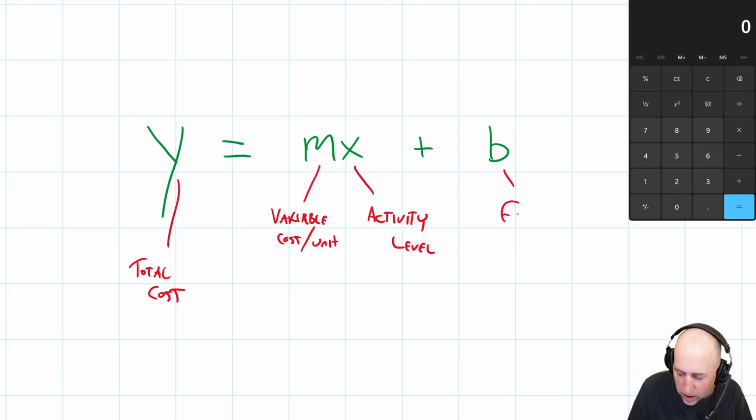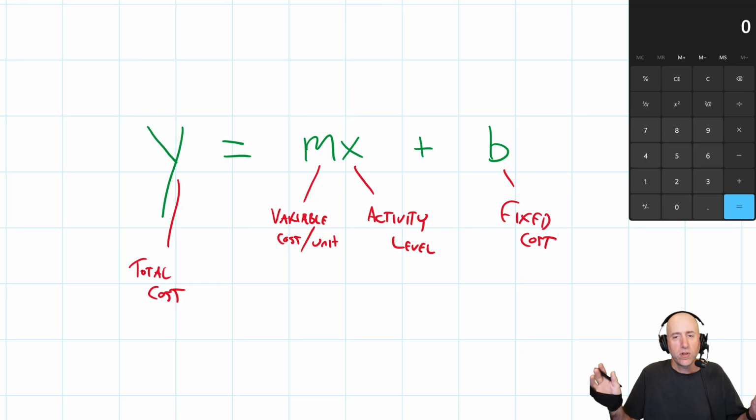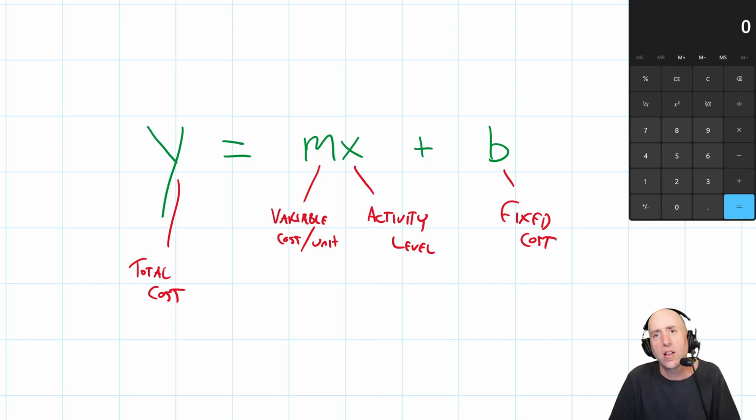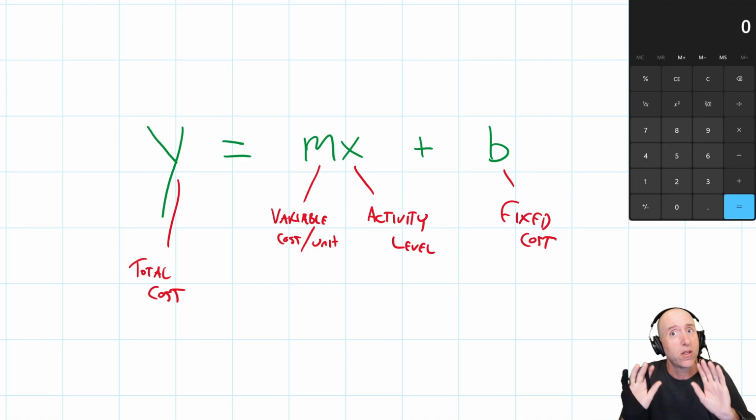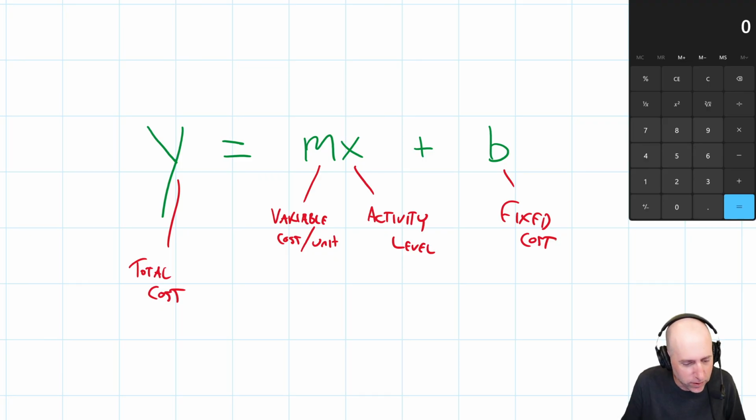And b is our fixed cost. So if you've done linear stuff lately, if you're familiar with y equals mx plus b or y equals a plus bx, big advantage here. If you have memories of that and you're pretty solid on it, this will be easy for you. If you're shaky on it, though, I still don't think it's that hard. It just might require some refreshing here.